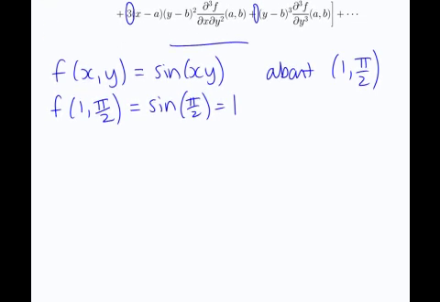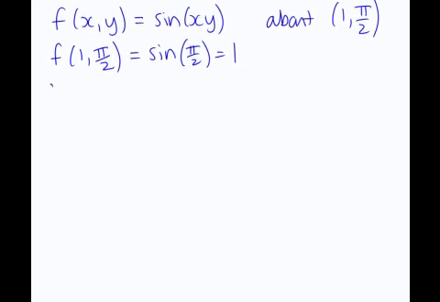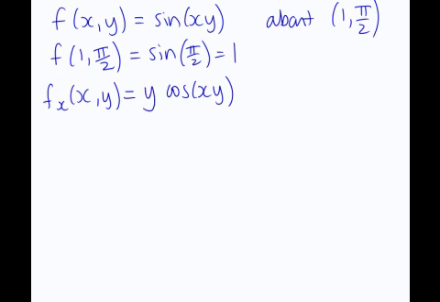What I'm now going to do is find the other derivatives, and I'm going to use some shorthand notation here. F subscript x just means partial df by dx. And if I differentiate sine of xy with respect to x, I get cos of xy multiplied by the derivative of xy with respect to x, which is just y. And similarly, if I differentiate sine of xy with respect to y, I get cos of xy multiplied by x.